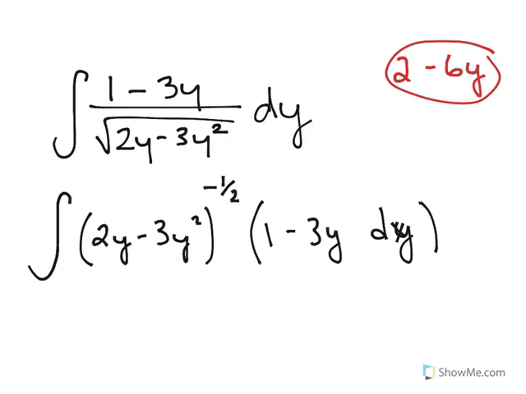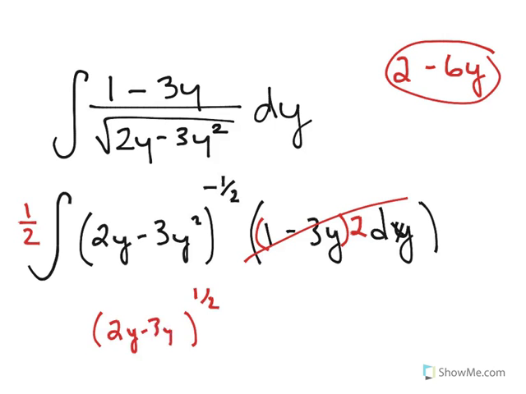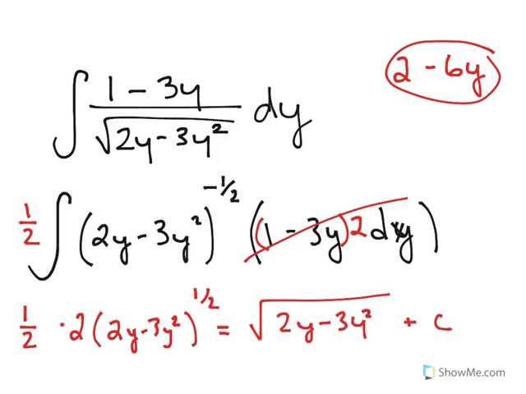Well, that's not exactly what I have there, but it's pretty darn close. If I took this and multiplied it by 2, I would have the derivative of the inside sitting there, and I put a 1/2 on the outside. So the integral of something to the negative 1/2 is going to go to the 1/2 power. 2y minus 3y squared times 2 on the outside times that 1/2. Those are going to cancel each other out, and I'm going to end up with radical 2y minus 3y squared plus c. So it's going to be choice E.